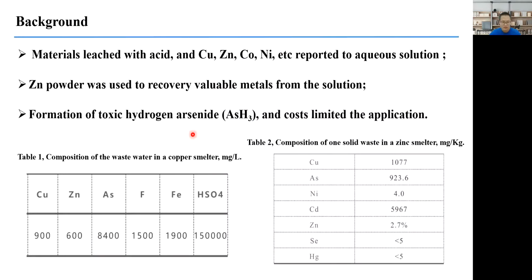And this is a typical composition of wastewater in a copper smelter in China. We can find it contains quite a large amount of copper and lead, the arsenic content is relatively high, and it is also acidic. And the solid waste in a zinc smelter contains a lot of copper, around 1%, less than 1% copper, and it also has arsenic. So once it's leached out, all those metals will report into the aqueous solution. Zinc powder replacement should be substituted. We should find a better solution.